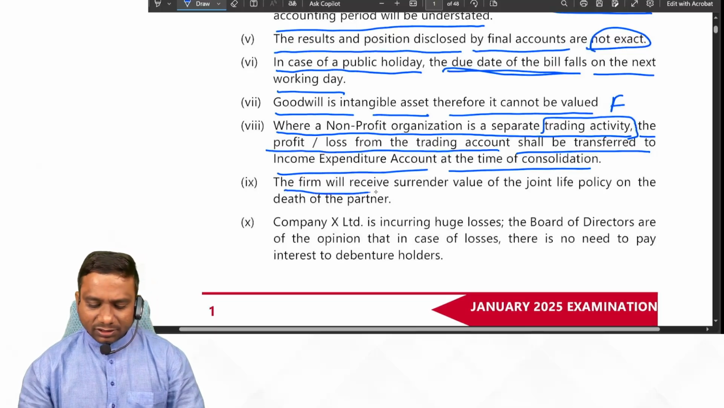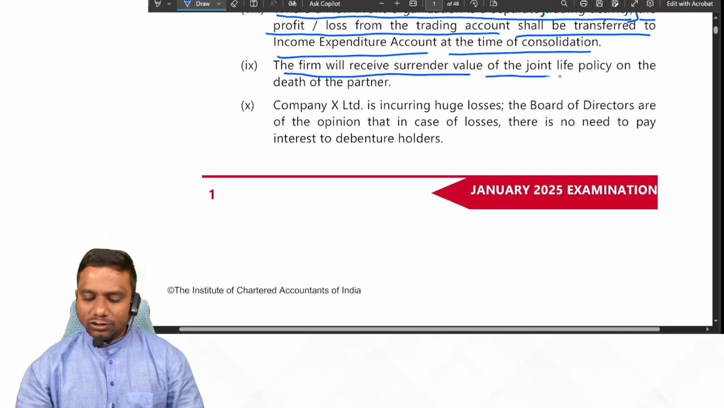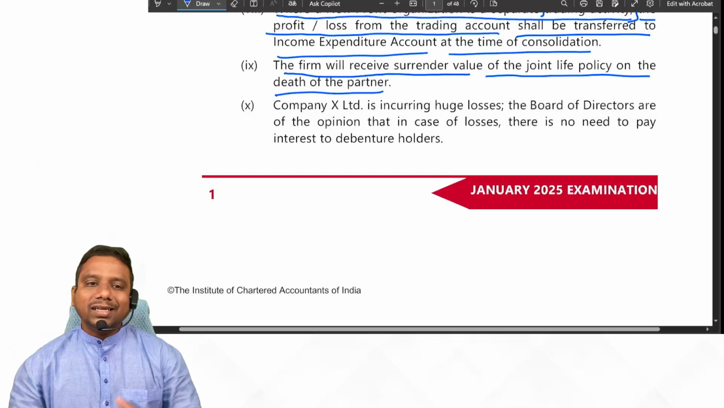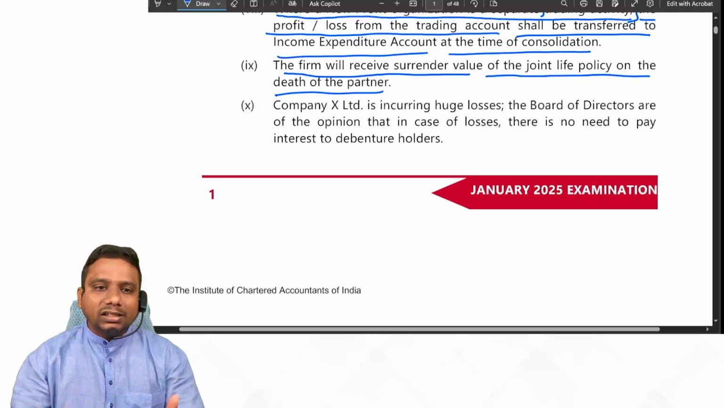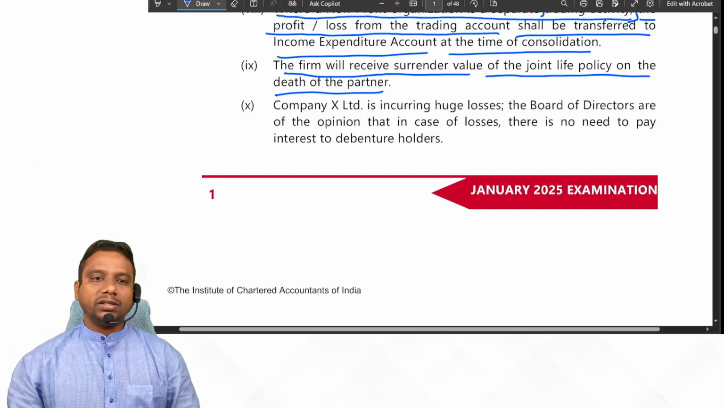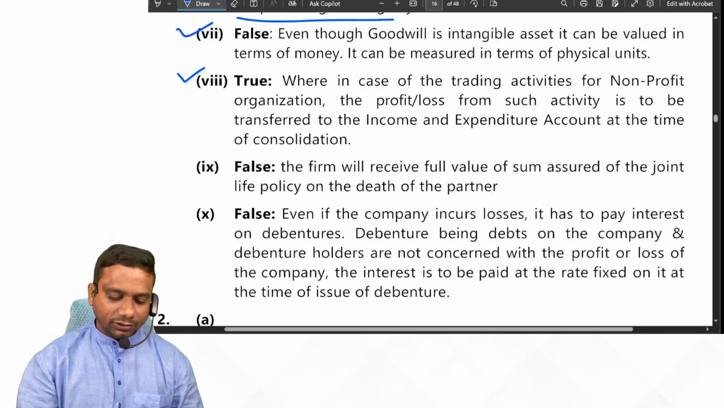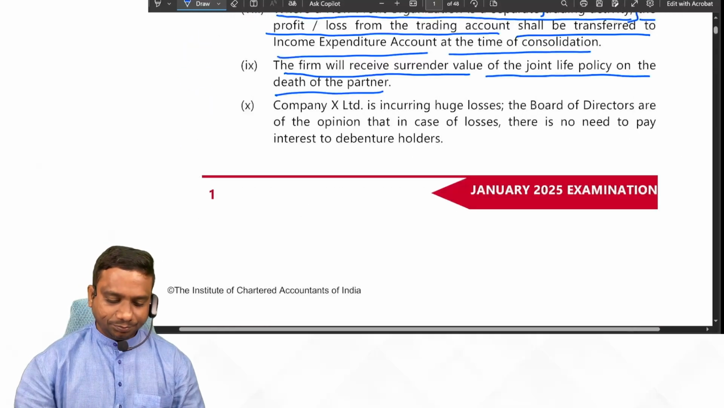Look at the next one. The firm will receive surrender value of the joint life policy on the death of the partner. Normally, on the death of the partner, the firm will receive the full value of the policy. When the policy is surrendered at the time of retirement of a partner, then the firm will receive surrender value. So the given statement is false. Yes or no, students?